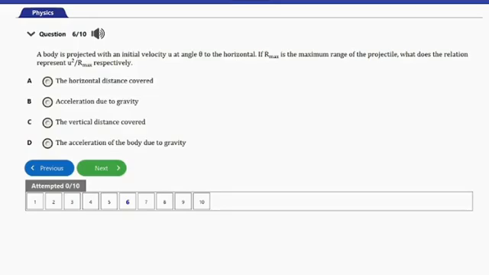So which is this expression here. So the acceleration due to gravity is actually u squared over the maximum range. So that's it for this question. Option D here is the answer to this question, and that's the acceleration of the body due to gravity. So let's go ahead and consider the next question, guys.